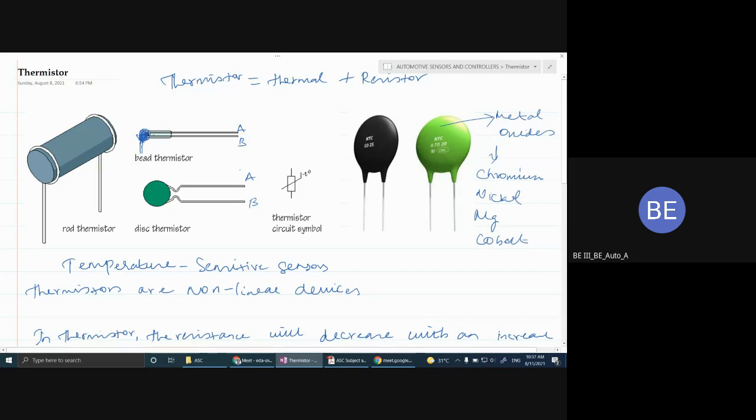So it consists of the metal oxides. The hot and cold junctions are interconnected and meet at one point. That point is covered by the metal oxides of chromium, nickel, manganese, and cobalt. So these elements will be acting as a semiconductor. Generally, we have two types of thermistors: the bead type thermistor and the disc type thermistor. Major, we will be classifying into these two types.